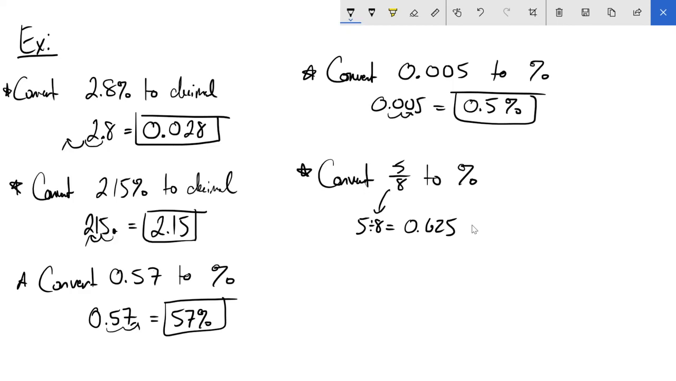0.625. Now, that's the thing. If you start in fraction form and you divide it, you're going from fraction to decimal form, right? Which is fine, but you have to recognize that you're in decimal form. So if I want to convert that into a percentage, what do I need to do? You need to move that decimal over two place values.